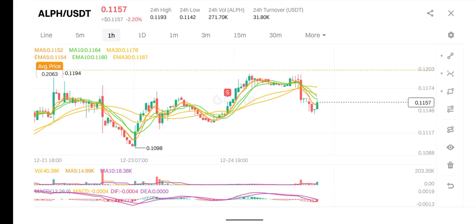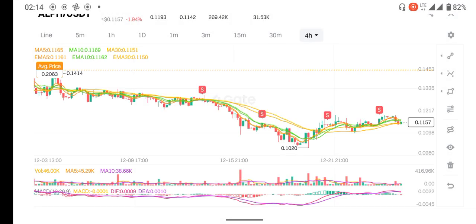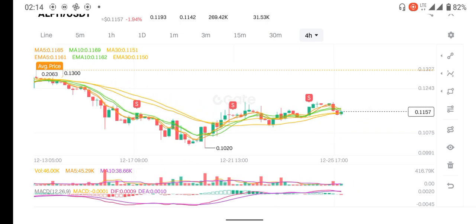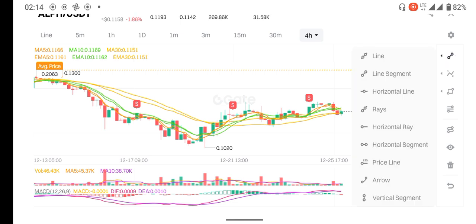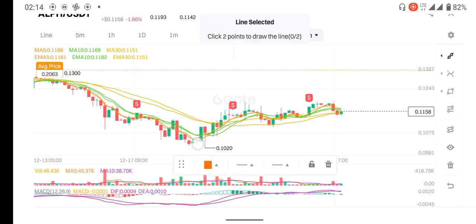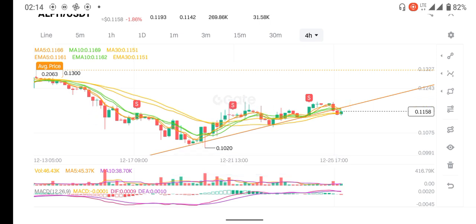So let's head into the 4 hours chart to see what's really happening. The higher the time frame, the more weight each candle has. Currently, in the 4 hours chart, each candle represents 4 hours. You can see that the chart is building. We're having an upward trend from this particular point to this point. The market is gradually heading on an upward trajectory.